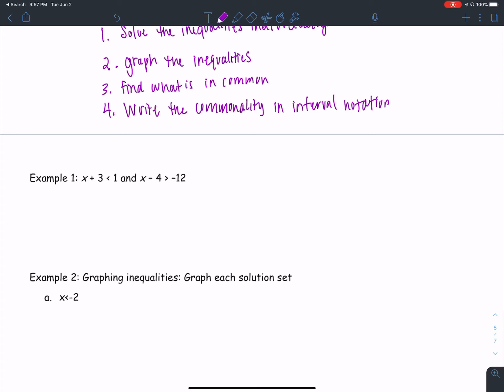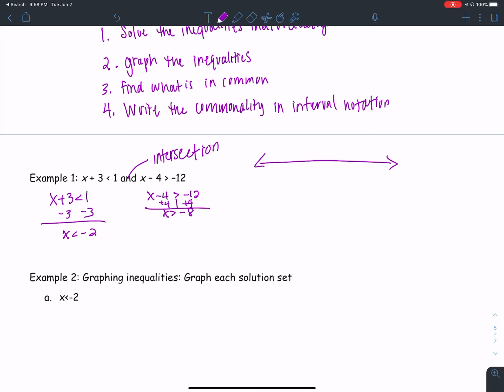All right, so here we go. Example 1. x plus 3 is less than 1 and, so intersection, x minus 4 is greater than negative 12. So x plus 3 is less than 1, we solve, and x is less than negative 2. x minus 4 is greater than negative 12, so x is greater than negative 8. I didn't show my work. So I've got two different things going on here.